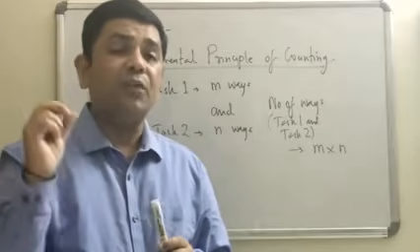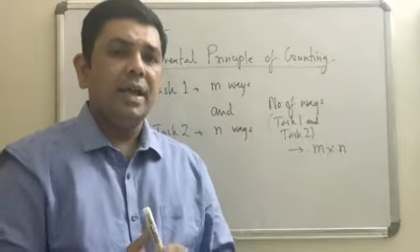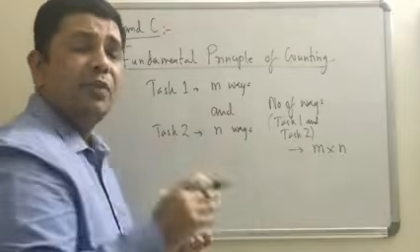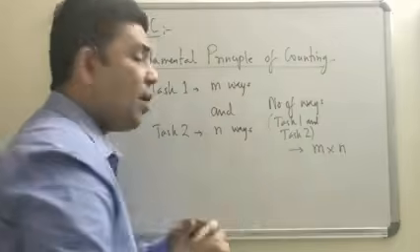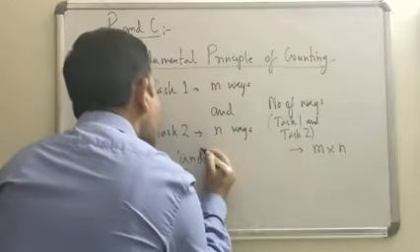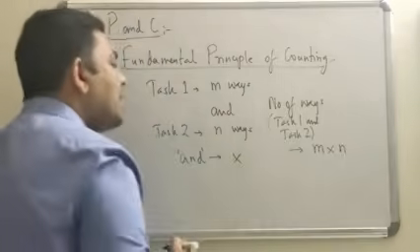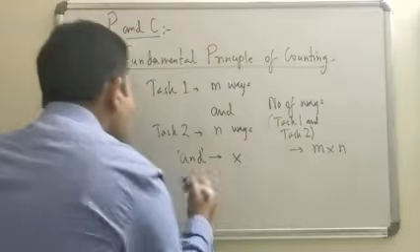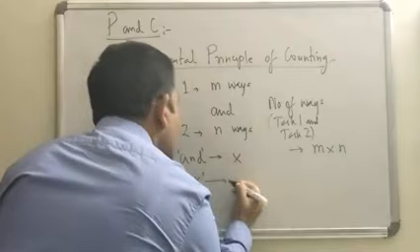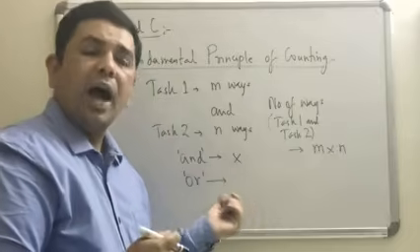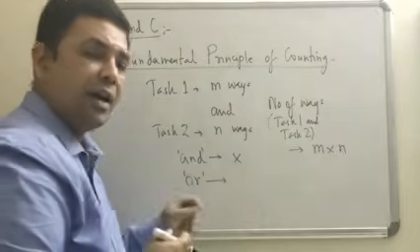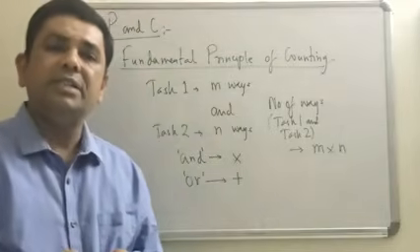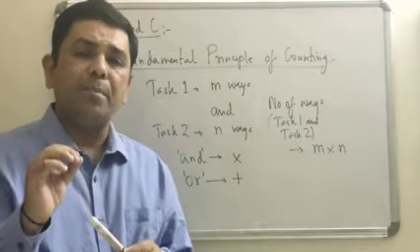So what is the essence of the fundamental principle of counting? The essence is something like this. If the concept in a permutation combination problem happens to be same as and, then the mathematical sign that you will be using is multiply. If the concept that you have in a question is same as or, then the mathematical sign that you will be using in solving the question is plus. So it is very simple.